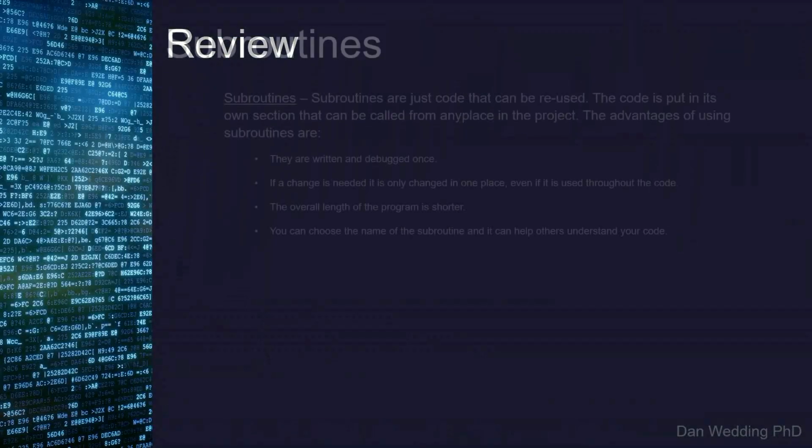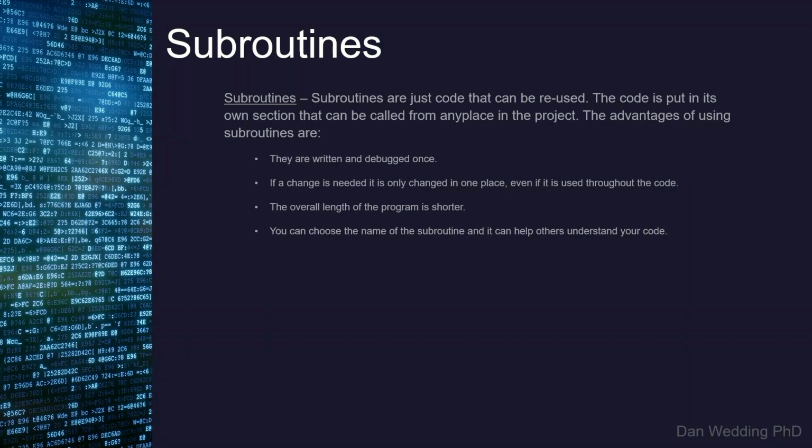In review, subroutines are just code that can be reused. The code is put in its own section that can be called from any place in the project. The advantages of using subroutines are they are written and debugged once. If a change is needed, it is only changed in one place, even if it is used throughout the code. The overall length of the program is shorter. And you can choose the name of the subroutine, and it can help others understand your code.